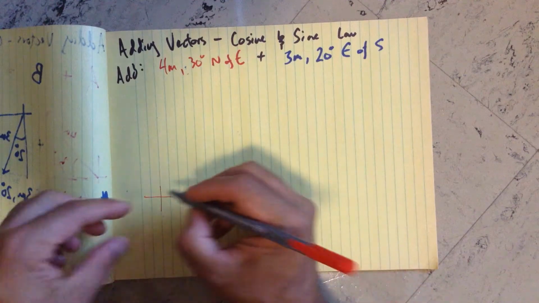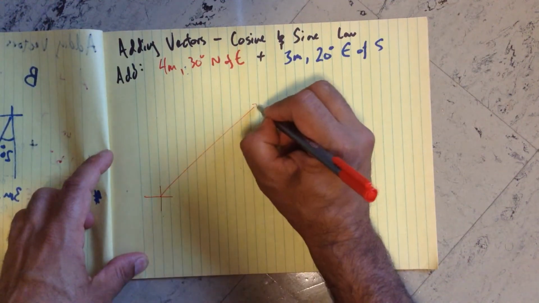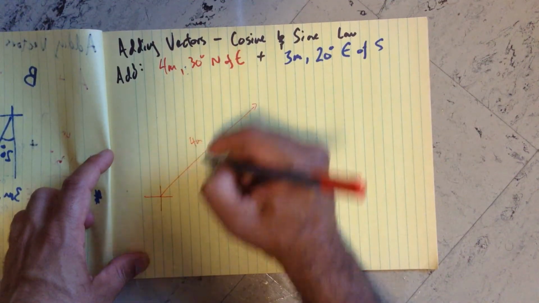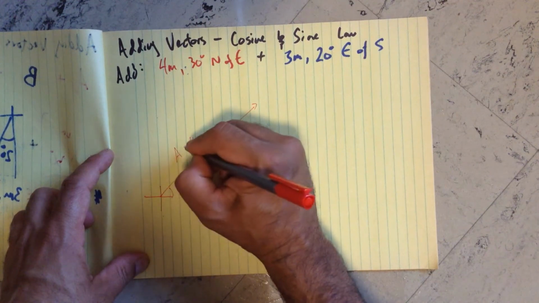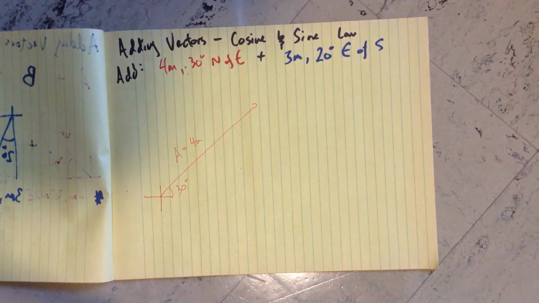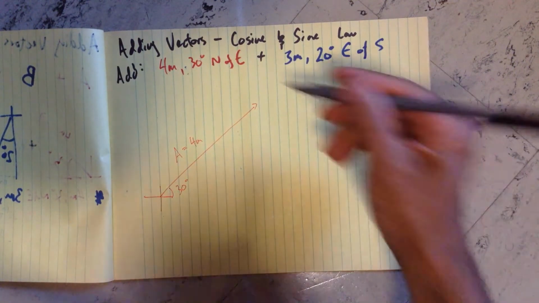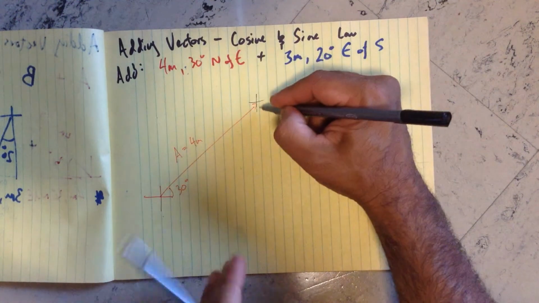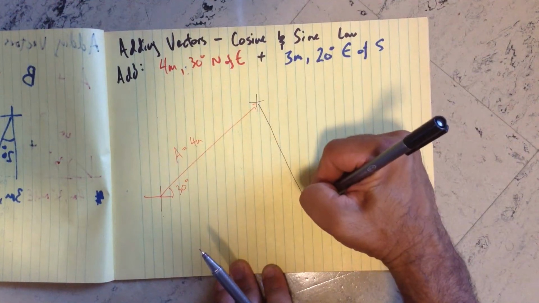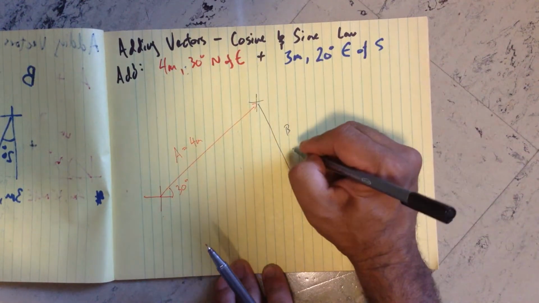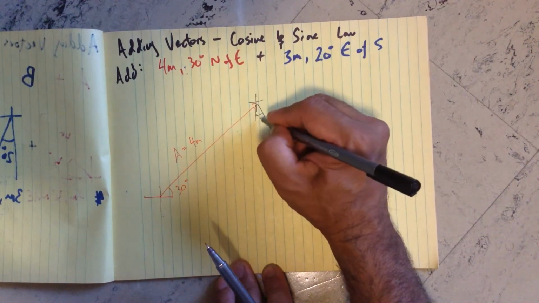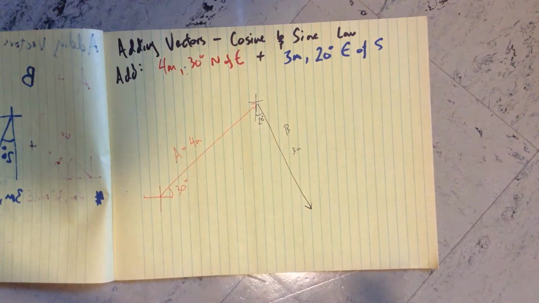So our first vector is 30 degrees north of east, and it's 4 meters. So we'll draw the first vector nice and big. So we have 4 meters, and it's 30 degrees north of east, and that's vector A. Vector B is 3 meters, 20 degrees east of south. The second vector cuts back that way. This is vector B, 3 meters, and it is 20 degrees east of south.